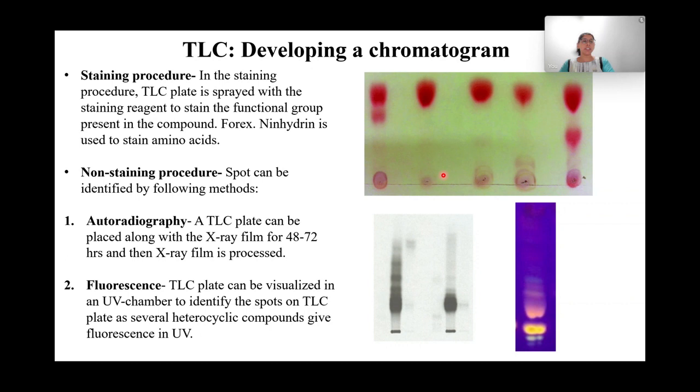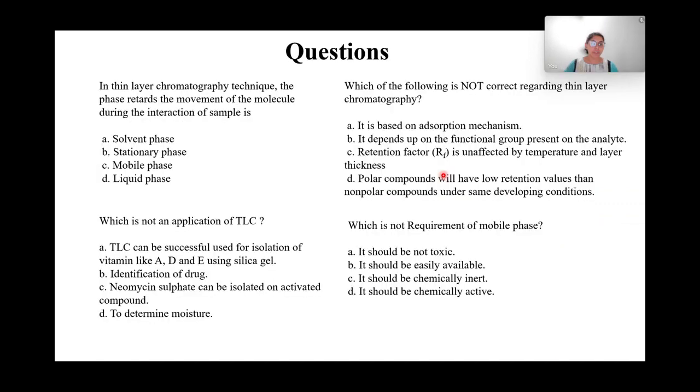So based on the topics that we have covered so far for TLC, here are some questions. Let's try to answer them. The first is, in thin layer chromatography, which phase retards the movement of the molecule during the interaction of the sample? Then, which of the following is not correct regarding thin layer chromatography? Remember, it is the incorrect one we want.